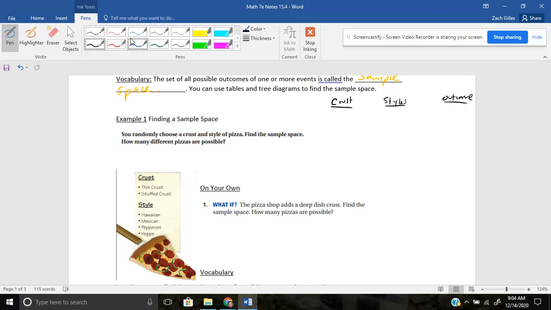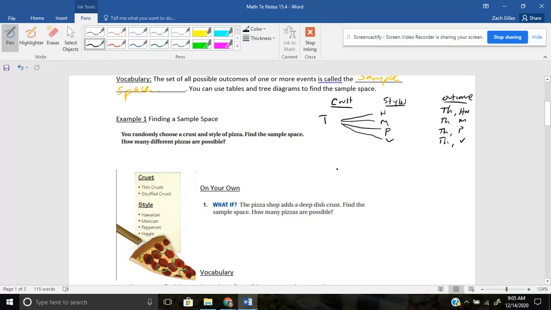So I could have a thin crust. I'm just gonna put T. And then I could have Hawaiian with that. Or I could have thin crust and Mexican style. Or I could have thin crust and pepperoni. Or I could have a thin crust veggie. Okay, so the outcome then would be like thin and Hawaiian, or thin and Mexican, or thin and pepperoni, or thin and veggie. I'm just putting these together so you can kind of see how that works.